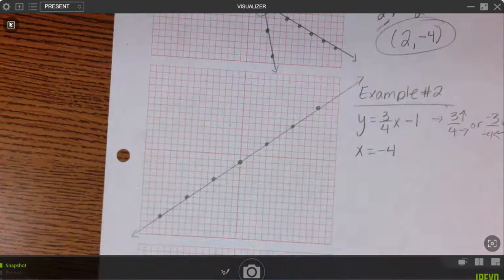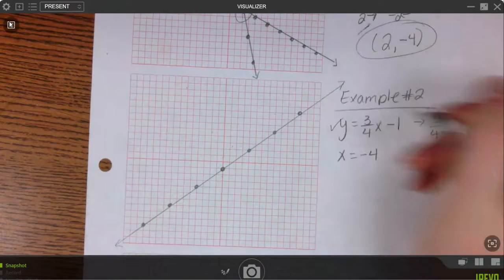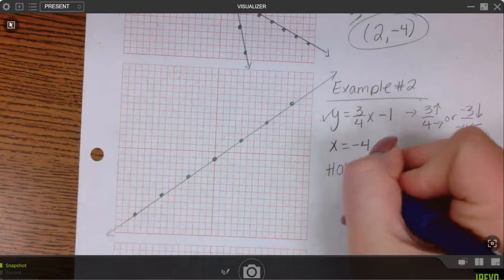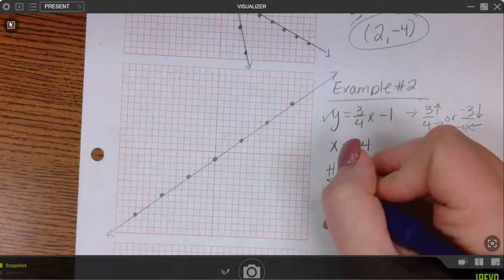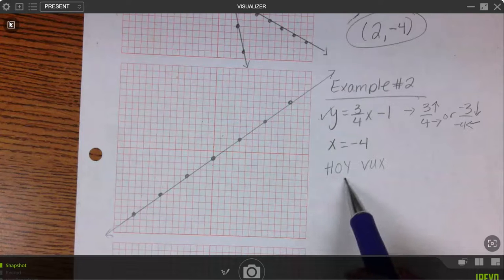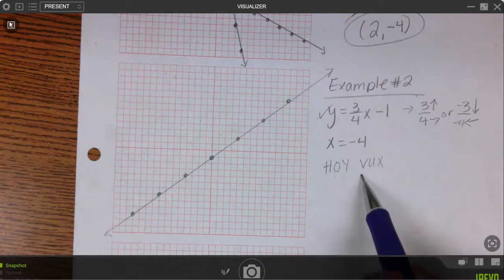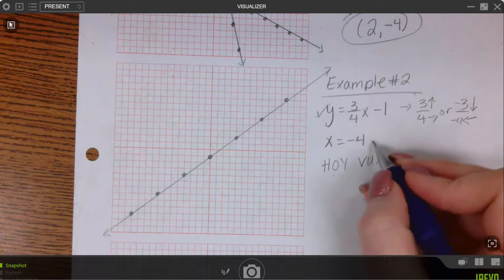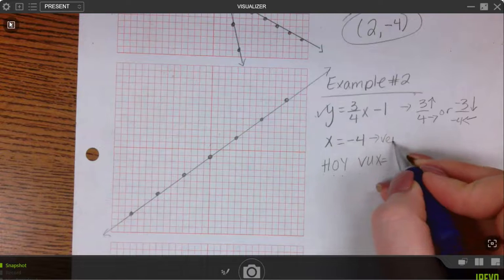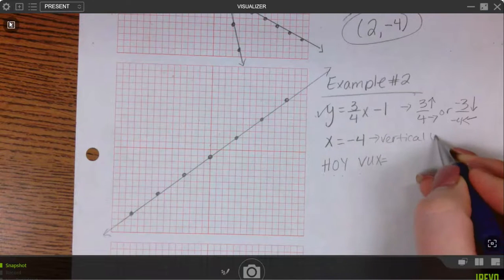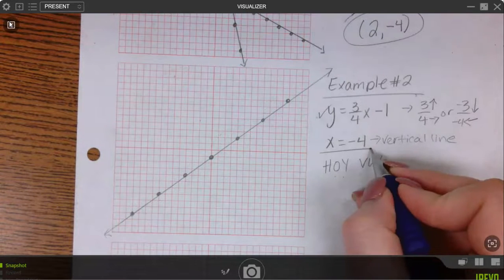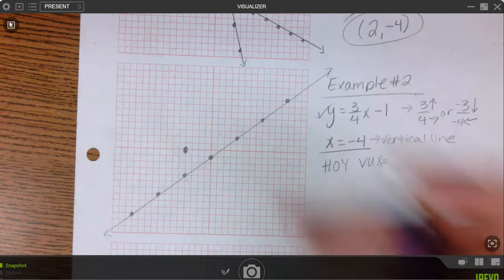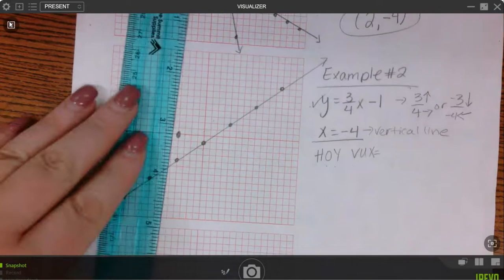Okay, so we've graphed number 1. Line number 2 says x equals -4. Do you remember this acronym, HOY-VUX? A horizontal line has a slope of 0 and its equation is in the form y equals. A vertical line has an undefined slope and its equation is in the form x equals. So we know that this is a vertical line where x equals -4. We're going to make a vertical line there.